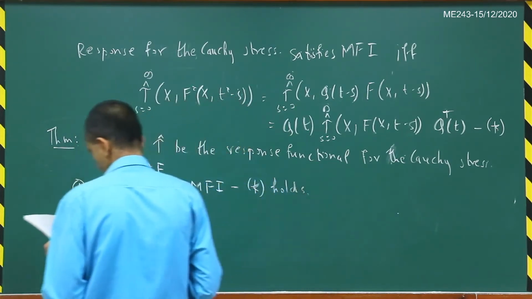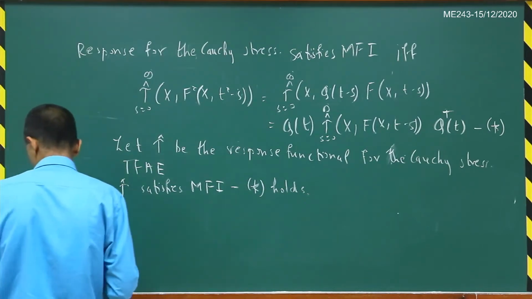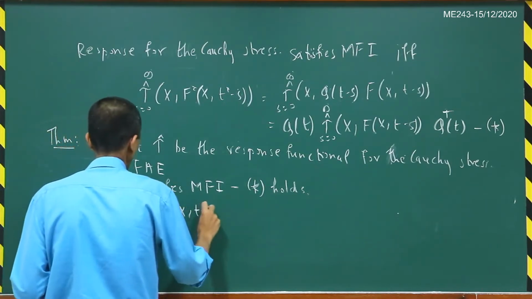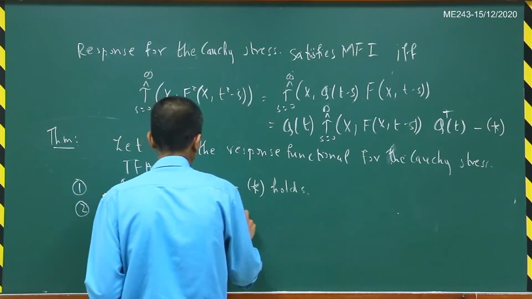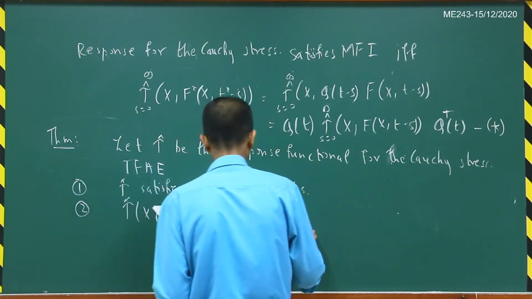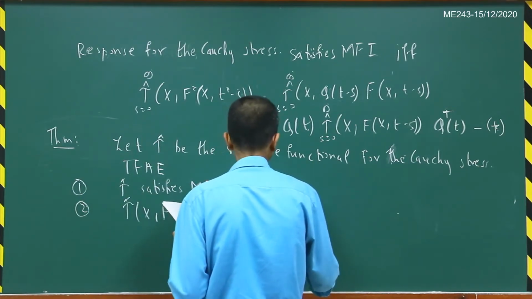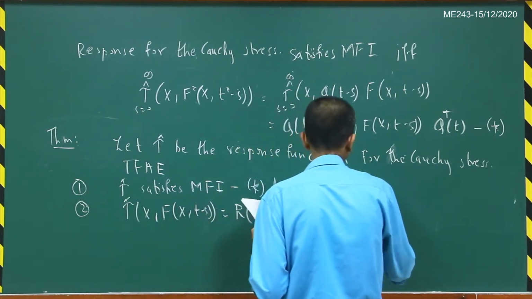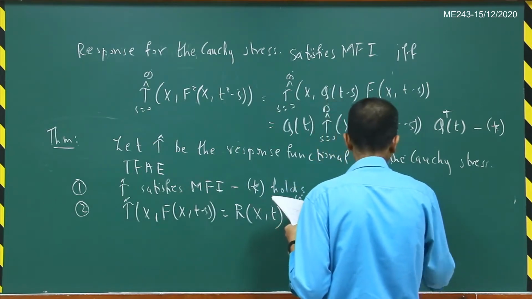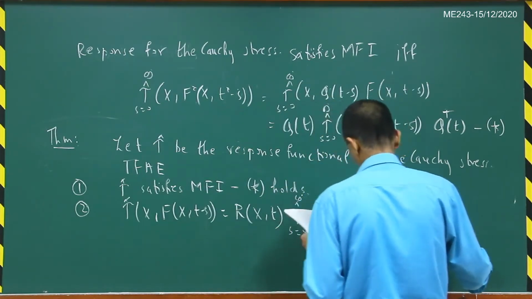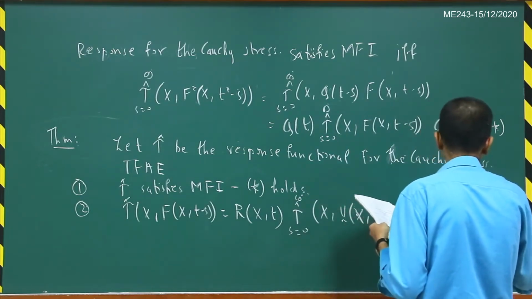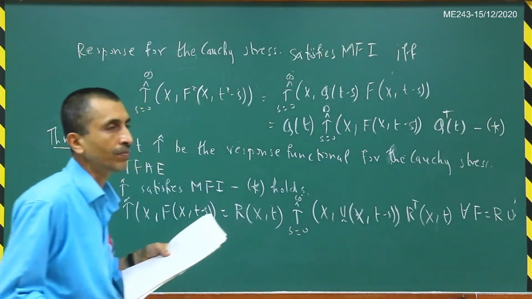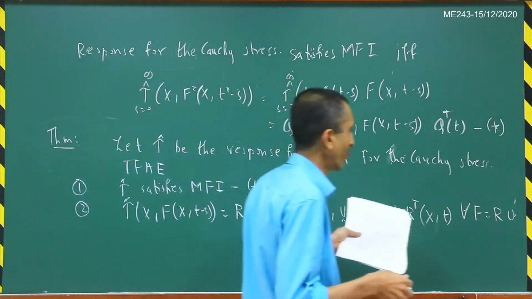Then two is that tau hat of x comma F of x, t minus s is equal to R of x comma t times tau hat of s equal to 0 to infinity of x comma U of x, t minus s times R transpose of x comma t, for all F equal to RU. These factors R and U occurring in this result are simply the polar decomposition factors. When you decompose F as RU, then this is R.